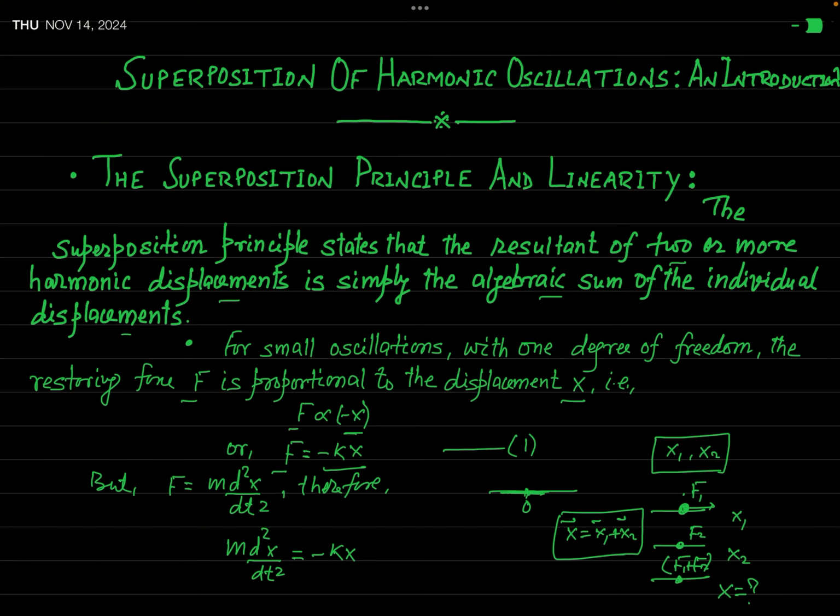Now, according to Newton's second law of motion, F is equal to mass times acceleration of the particle or the system or the oscillator. Since x is its displacement at any moment t, d2x by dt square is actually the acceleration of the oscillator. So according to Newton's second law of motion, F will be given by m times d2x by dt square. And therefore, you can write the equation of motion of this harmonic oscillator in this form: m times d2x by dt square is equal to minus kx.